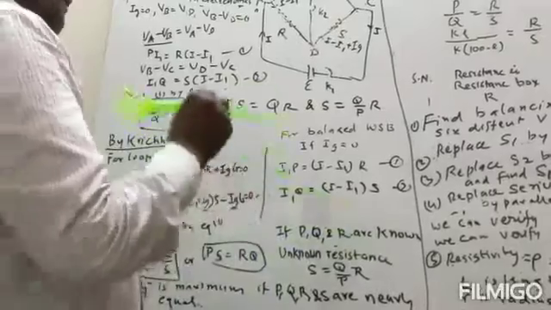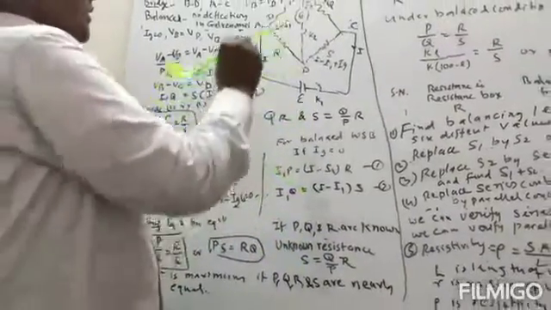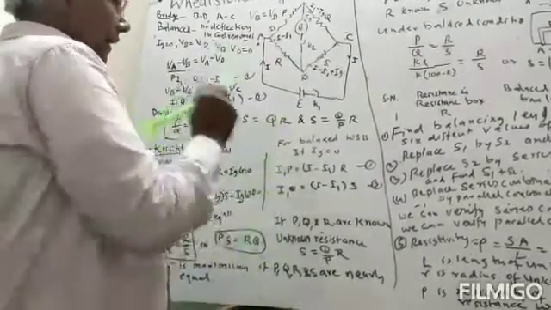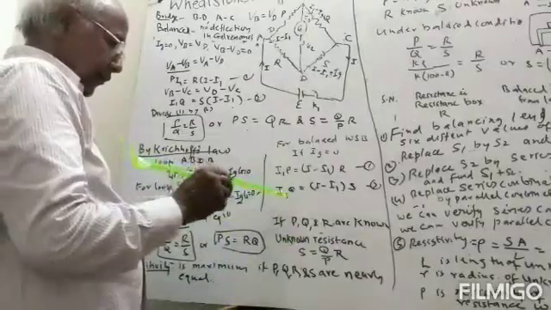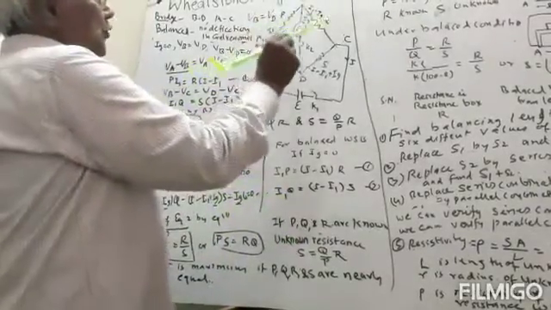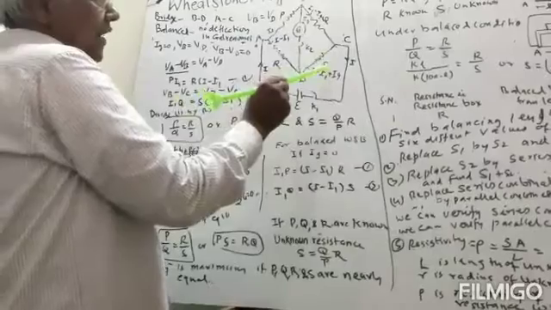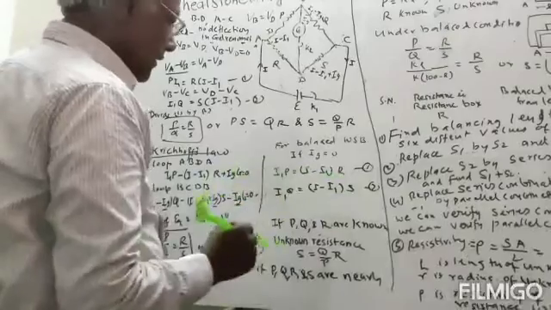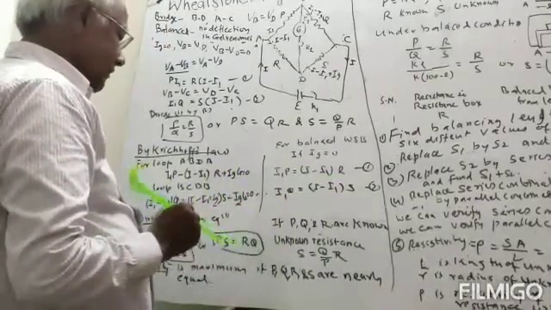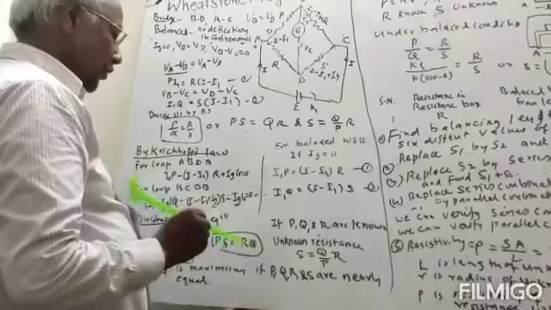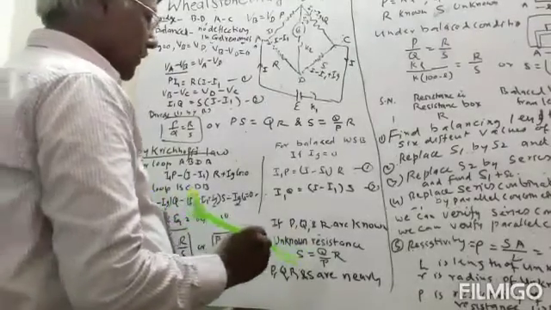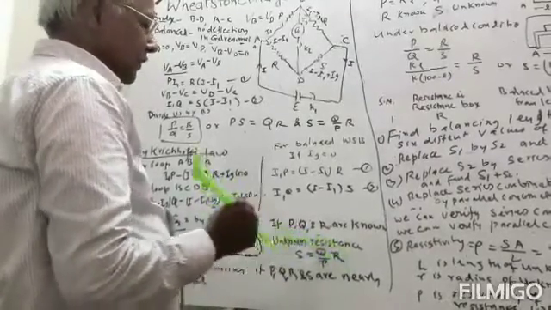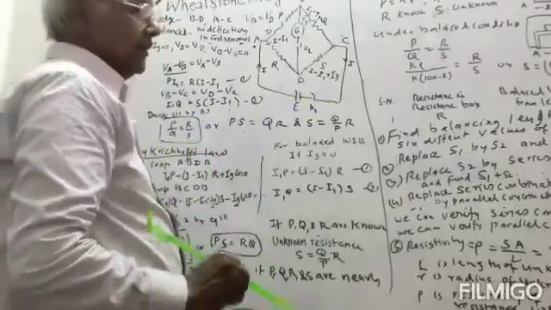So here, as I told earlier, the Wheatstone bridge is used to find the unknown resistance in the balance condition. P, Q and R are known and S is unknown. So from this equation we can find that S will be equal to R into Q by P. So unknown S is equal to Q by P into R. So unknown resistance can be found with the help of the Wheatstone bridge.